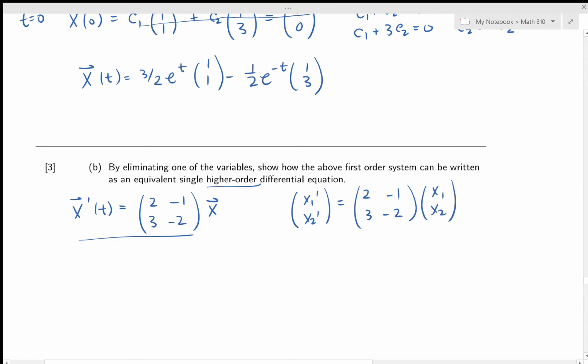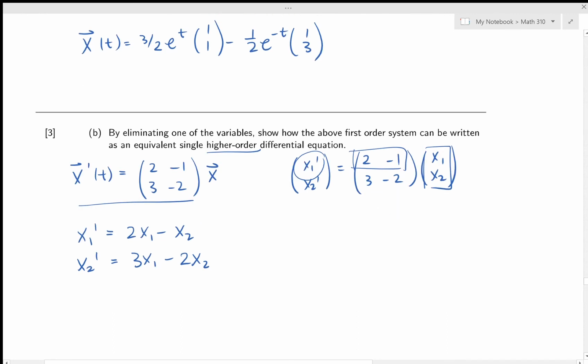Writing it like that allows me to see x1 prime. Doing the matrix vector multiplication, that's 2x1 minus x2, since I'm taking this row times this column. And then x2 prime equals 3x1 minus 2x2.